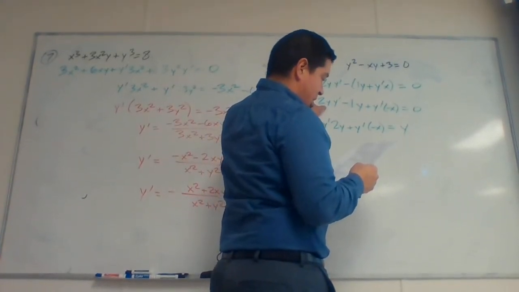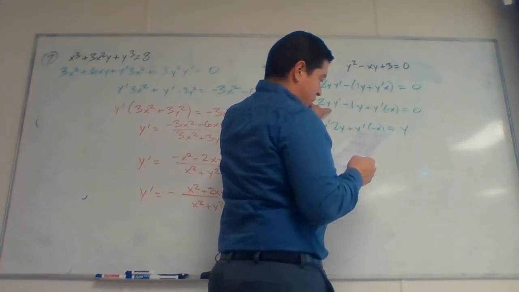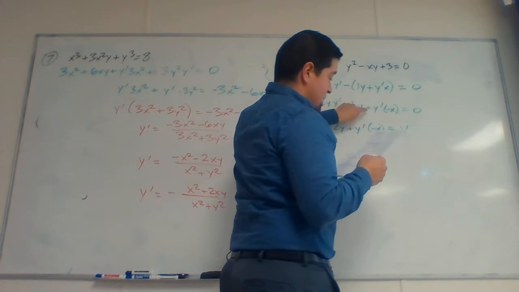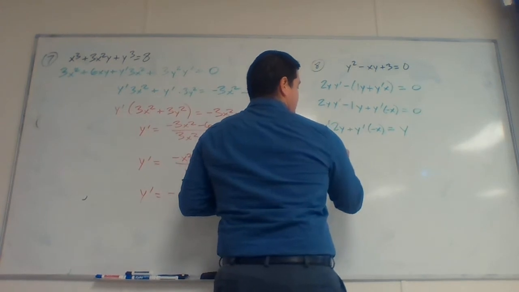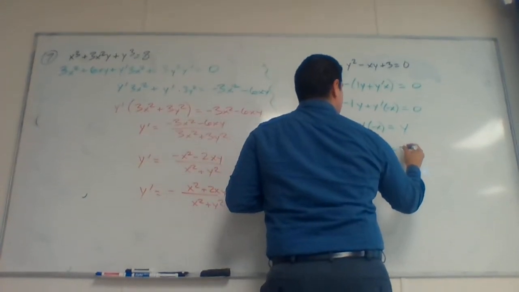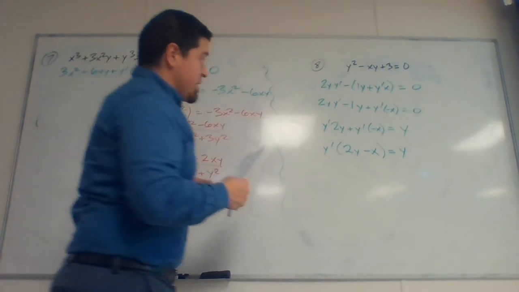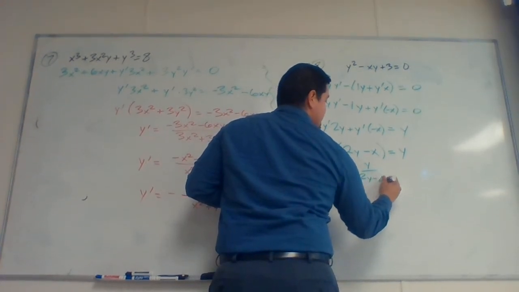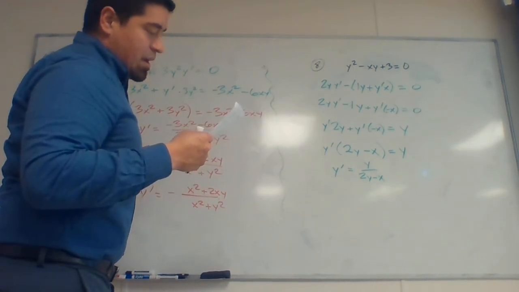2y times y prime minus y plus y prime times negative x. Okay, now what? Factor out y prime. Then you get y prime times 2y minus x equals y. From here, divide: y prime equals y over 2y minus x. Okay.